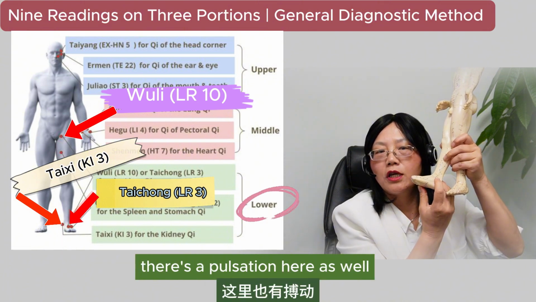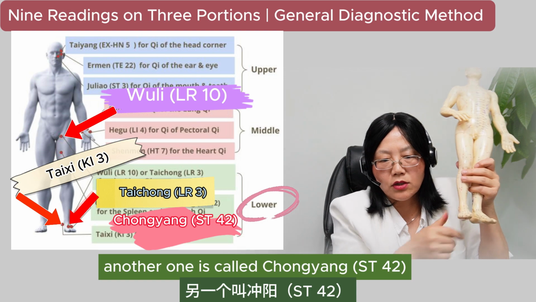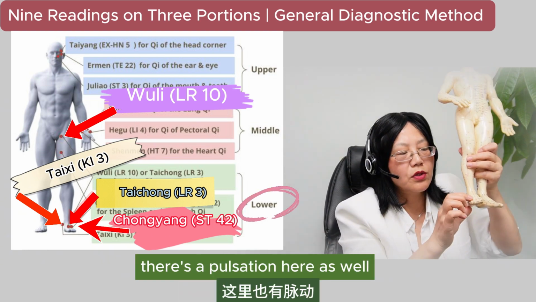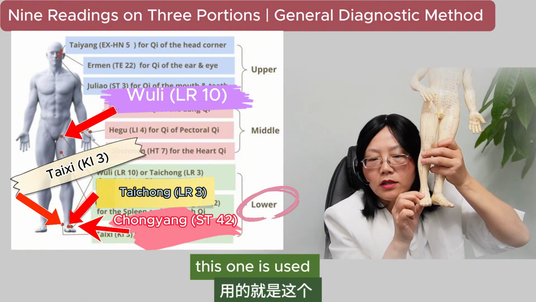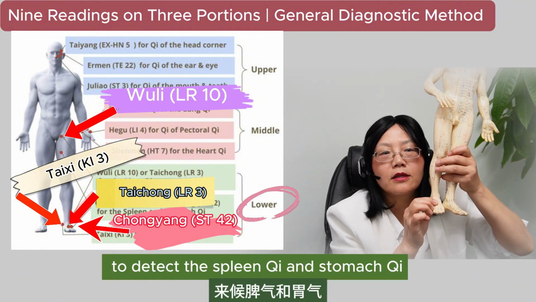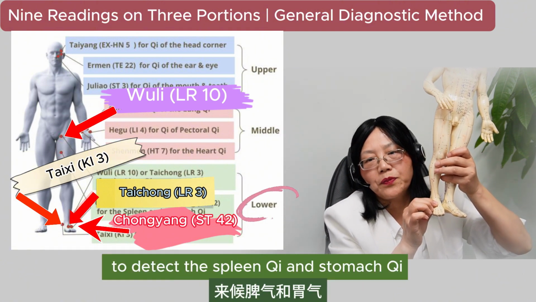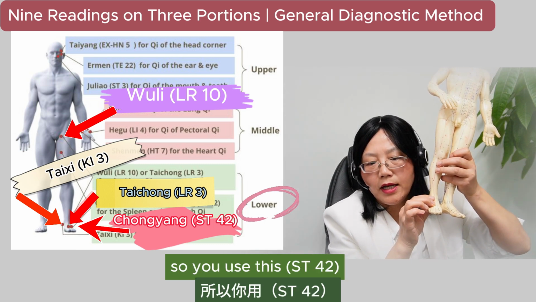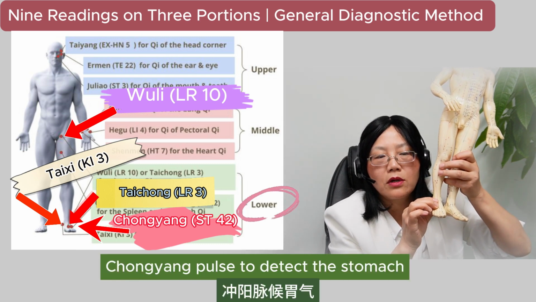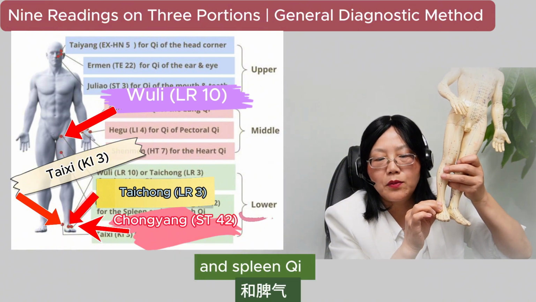There's a pulsation here as well. Another one is called Chongyang, ST42. There's a pulsation here as well on the stomach line. This one is used to detect the spleen qi and stomach qi, because the spleen and stomach, they are together. So you use this ST42 Chongyang pulse to detect the stomach and the spleen qi.